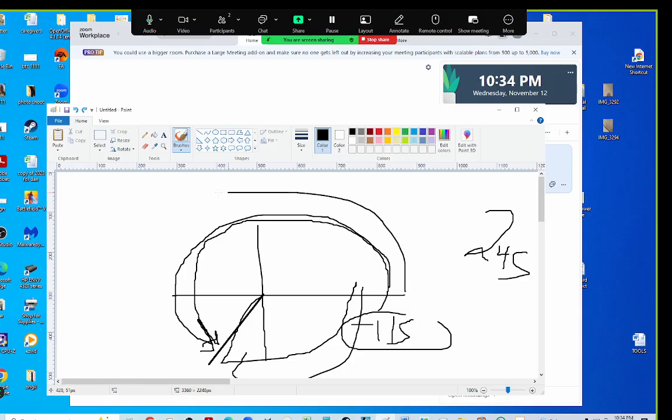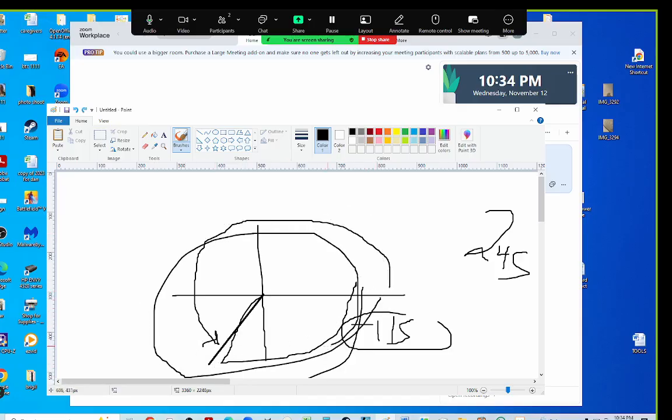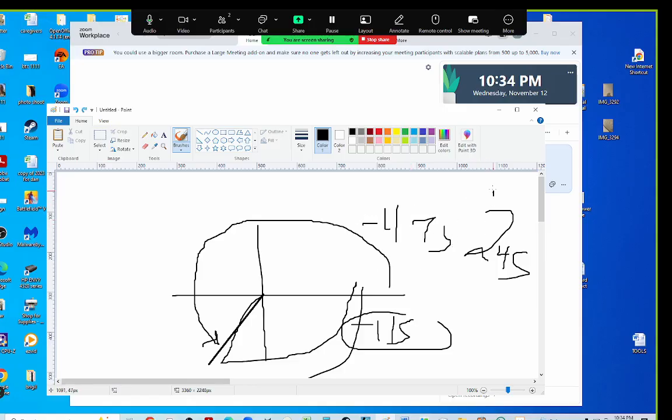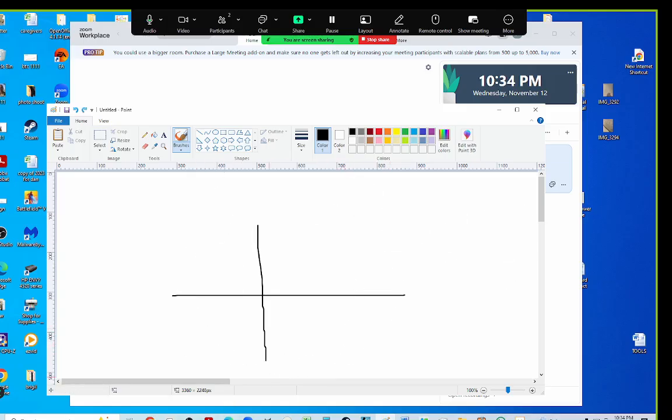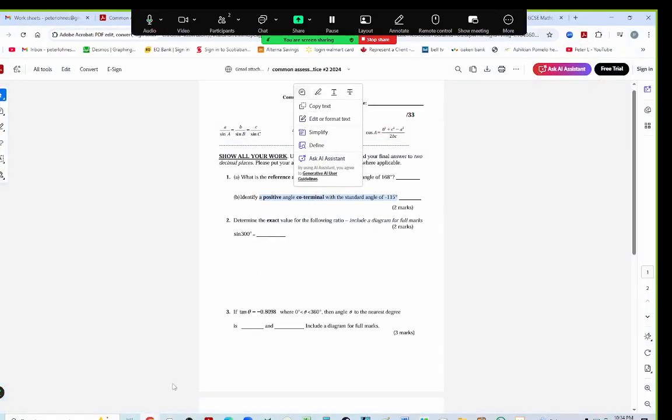So a coterminal angle is an angle that ends up in the same spot. There are thousands of them. I could just keep going another 360 and I get minus 475, and that's also coterminal. I could go 360 on top of that and it ends up in the same spot. So there's thousands of coterminals, or infinite. I shouldn't say thousands, infinite. Okay, determine the exact value.